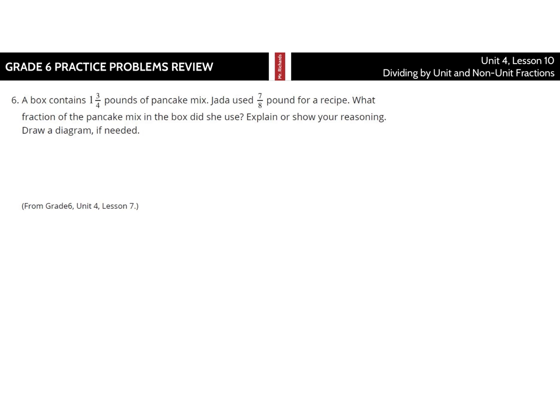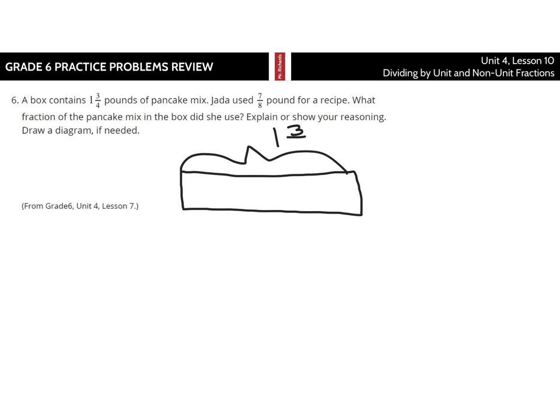Question number 6. A box contains 1 3/4 pounds of pancake mix. Our friend Jada uses 7/8 pounds for a recipe. What fraction of the pancake mix in the box did she use? Explain or show your reasoning, and once again, draw a diagram if needed. If we have a box that contains 1 3/4 pounds, well, we can break that into, that's the same thing as 7/4. Let's break that into 7. 1, 2, 3, 4, 5, 6, and 7.